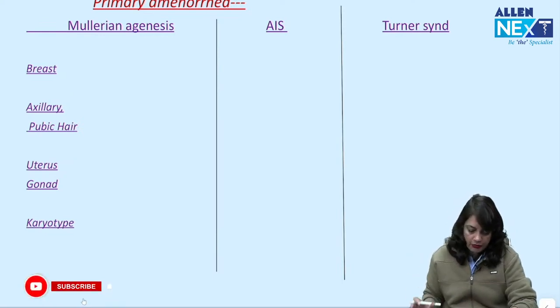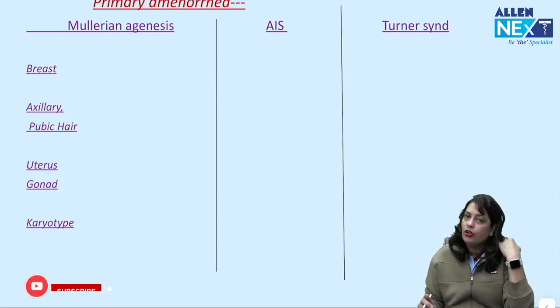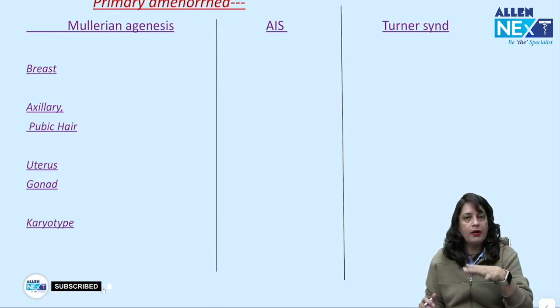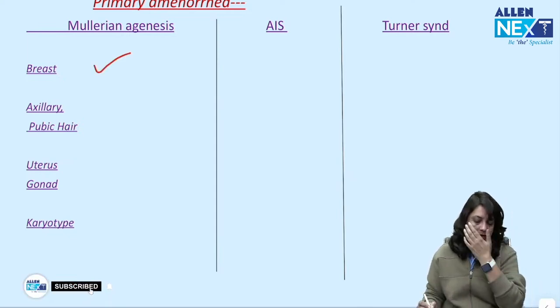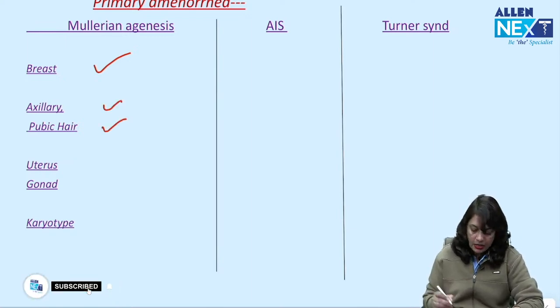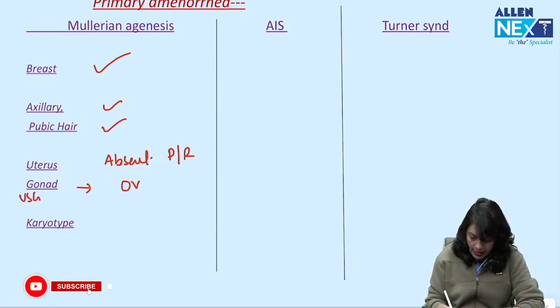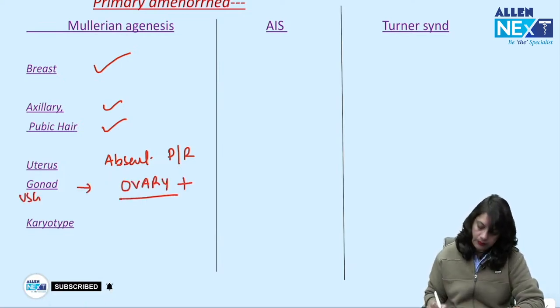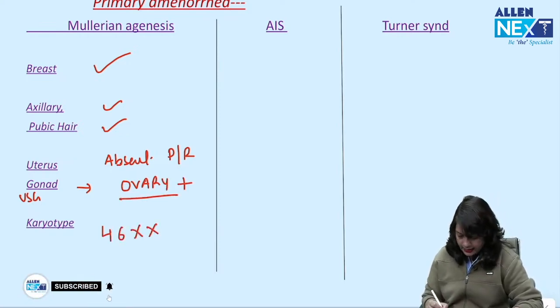So let us see what are the findings. In Mullerian agenesis, first of all the patient has presented with primary amenorrhea. Now I am taking the consent and doing the general physical examination. Breast development is present in Mullerian agenesis, axillary pubic hair will be present, uterus will be absent on per rectal examination, and on ultrasound the gonad seen is ovary, and karyotype, if you get it done, is 46XX.